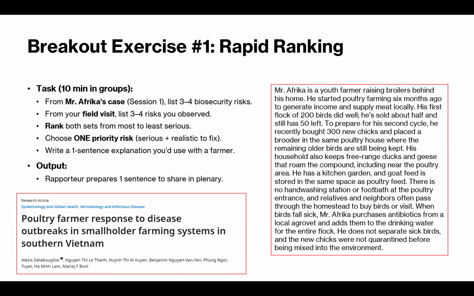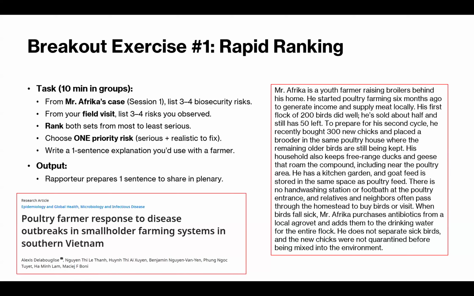So yours is separating the sick from the non-sick, or the young ones from the old ones? I think I said separating the poultry animals from other animals, then making separate cubicles for each and every one of them. Okay, you are supposed to choose one priority risk. You've coupled several priority risks, and we'll discuss later why that is a problem. So the next one, group 2.